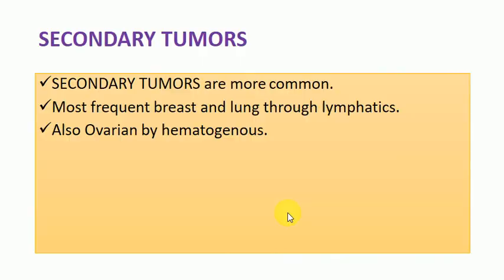As for the secondary tumors, we have seen that they are common from breast and lung cancers, and they are more common than the primary tumors. The most frequent are breast and lung, which spread through the lymphatics. There can also be secondary tumors due to ovarian cancer, which reaches the pleura by hematogenous routes.